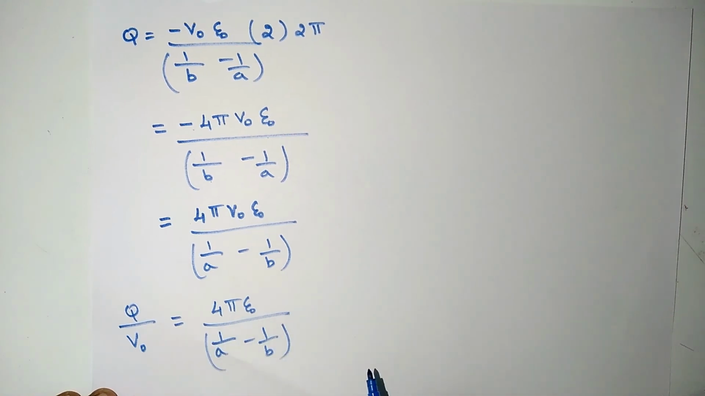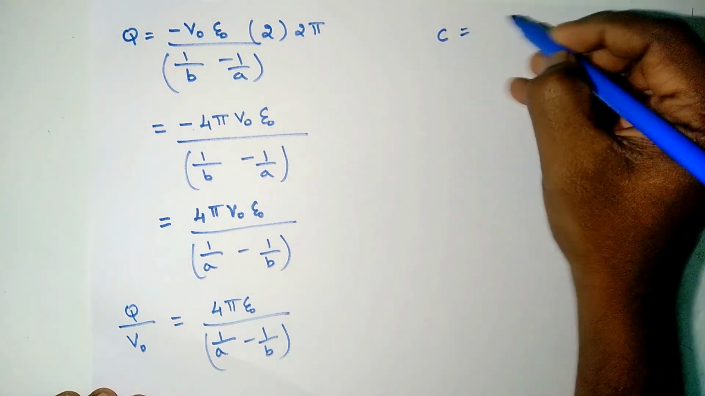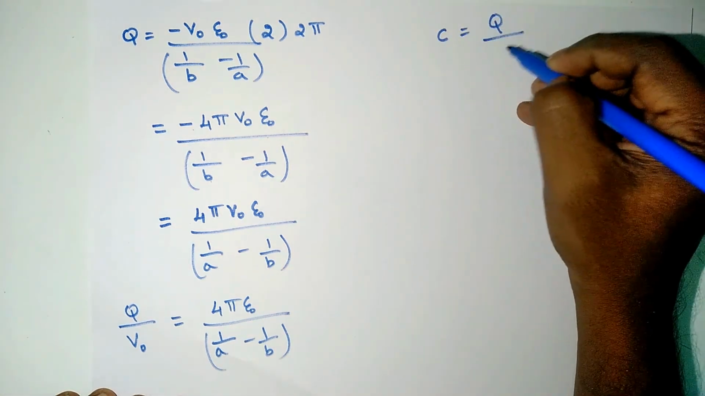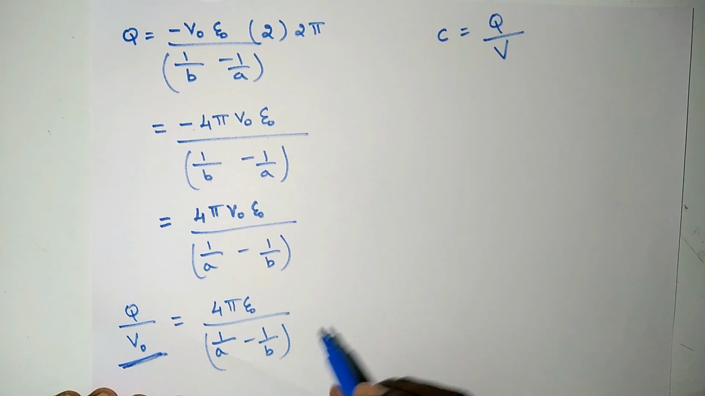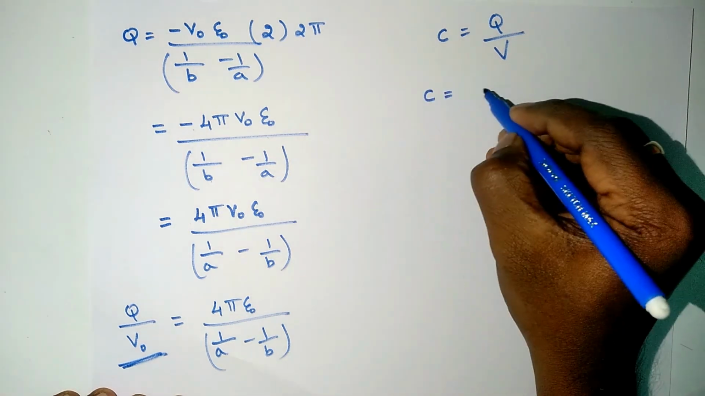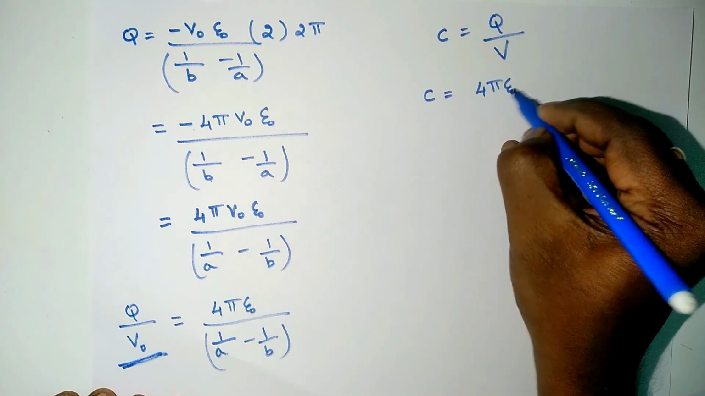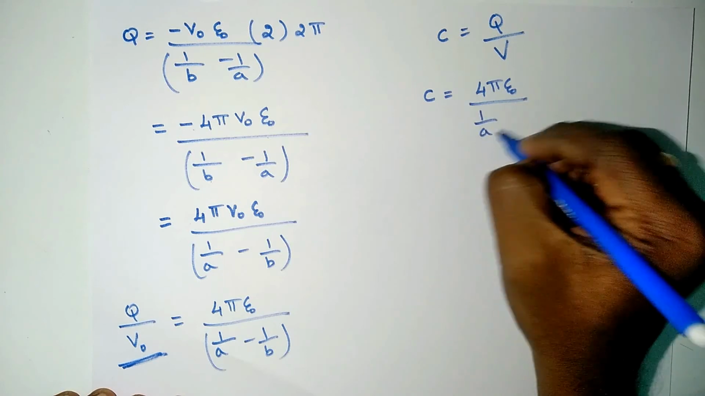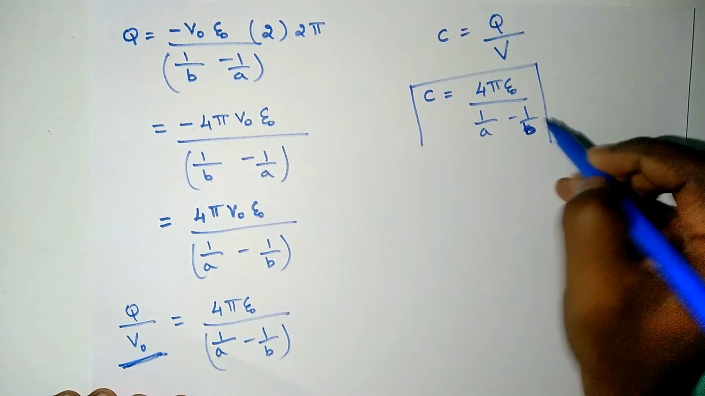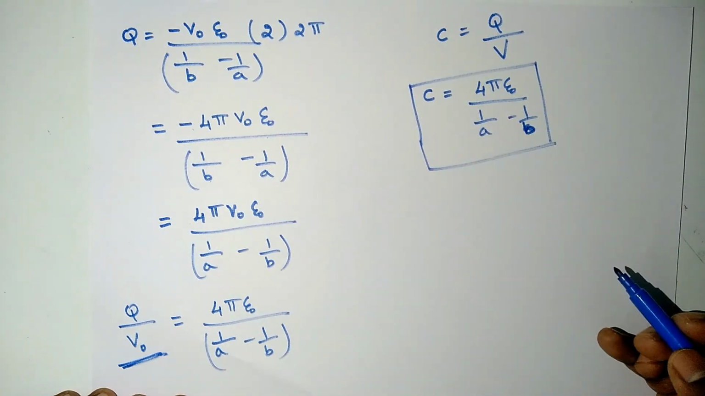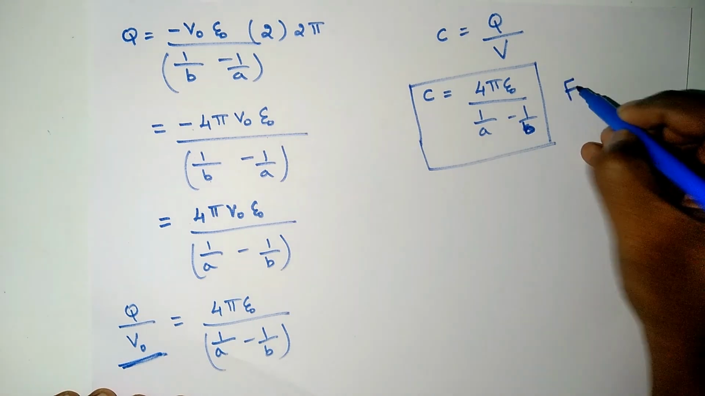The definition of capacitance says that capacitance is equal to charge per unit potential. So Q by V is capacitance. So capacitance is equal to 4 pi epsilon naught divided by 1 by A minus 1 by B. So this is the expression for capacitance of two concentric spheres. The unit for capacitance is farad.